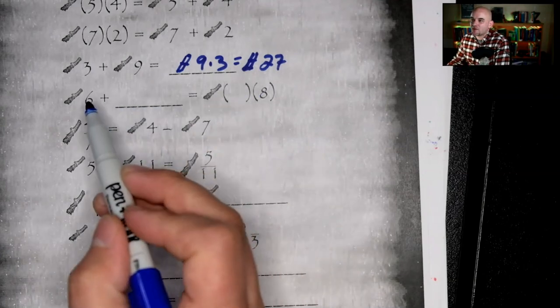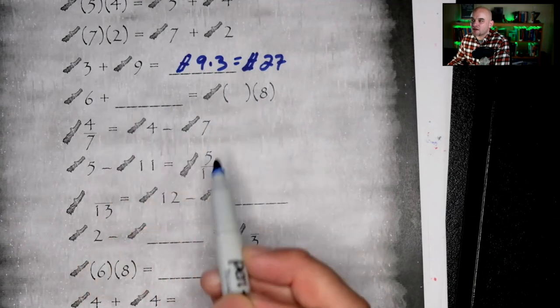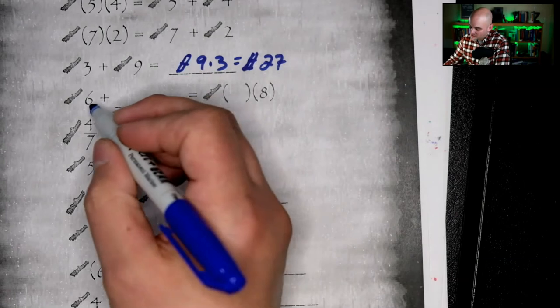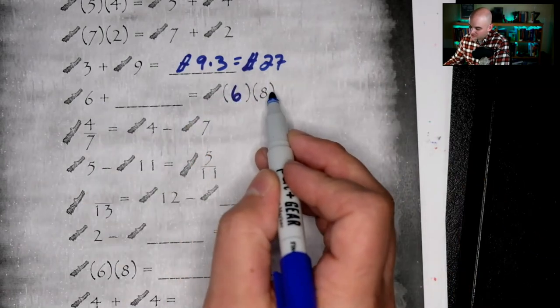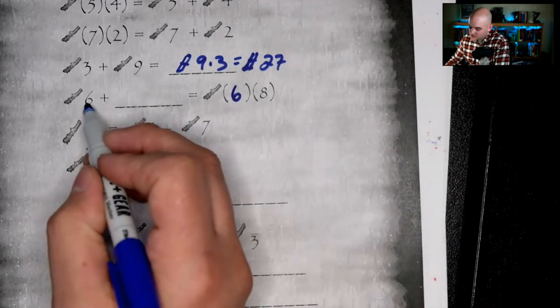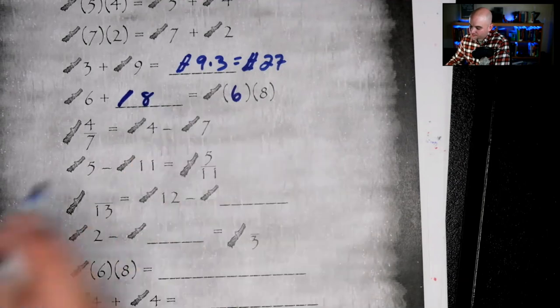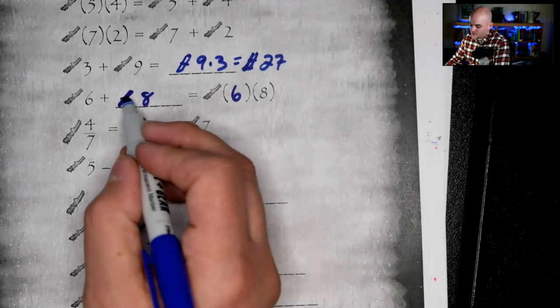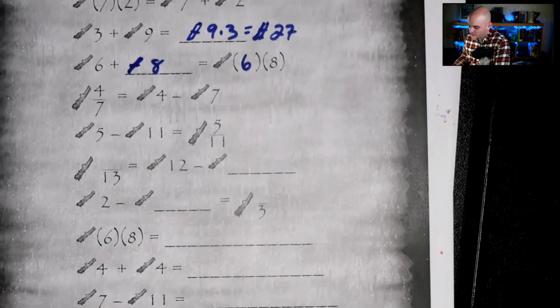Then we've got this right here. We've got the bacon of 6 plus something equals bacon of something times 8. So I'm going to say, you know what? If we make this a 6, we get the bacon of 6 times 8 is the same thing as bacon 6 plus bacon 8. My bacon symbol right there. Who's hungry, right? Anybody hungry for bacon right now?